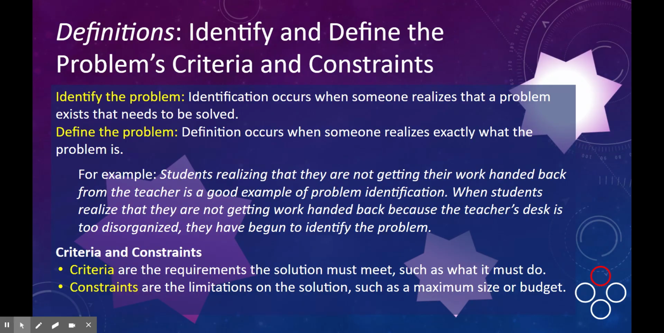For example, we're going to be following this through the end of the PowerPoint. Students realizing they're not getting the work handed back from a teacher is a good example of a problem identification. When students realize that they're not getting their work handed back because the teacher's desk is too disorganized, they have begun to identify the problem. Criteria and constraints. Criteria are the requirements the solution must meet, such as what it must do, and constraints are the limitations on the solution, such as maximum size or budget.